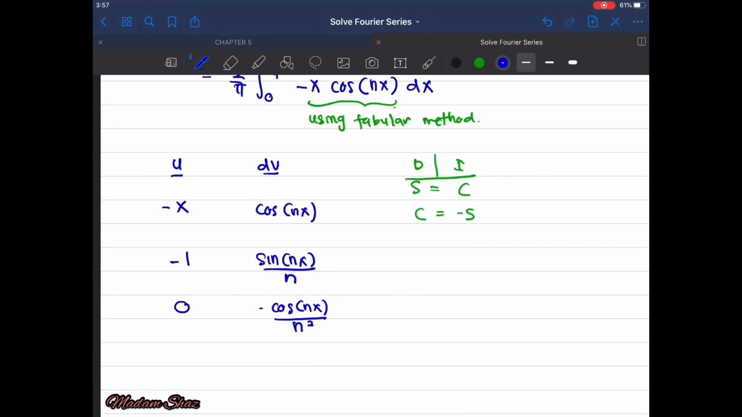So now how to join your answer? We have to cross multiply the first layer with the second layer, the second layer with the third layer.